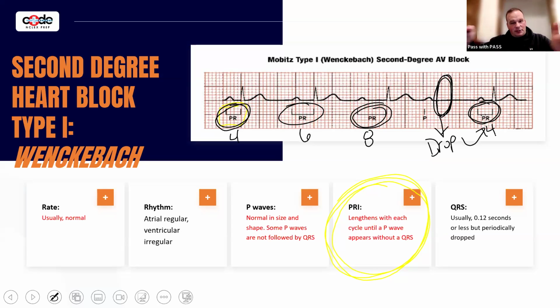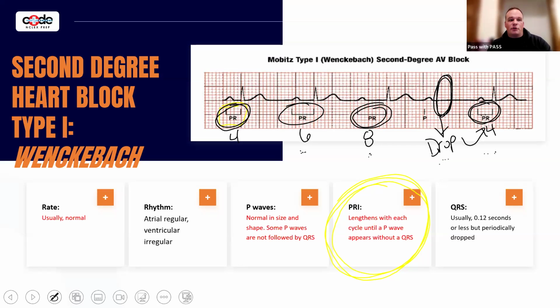So again, if I could just draw this strip out for an infinite amount of time, my very next PR interval would probably have about 6 small boxes. Then my next PR interval would probably have about 8 small boxes. And then I would probably drop a beat. And then I would start back over at 4 again, or somewhere real close to that.